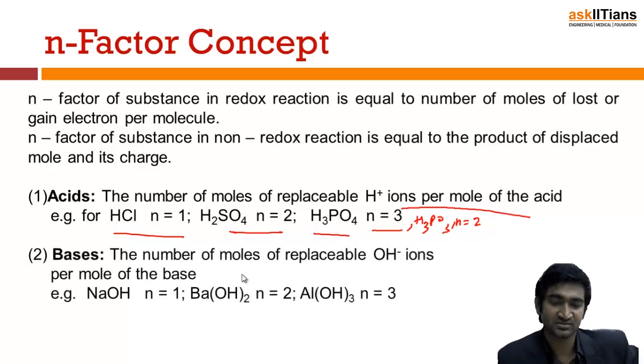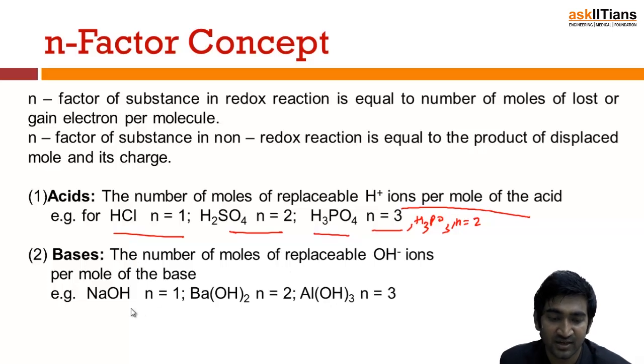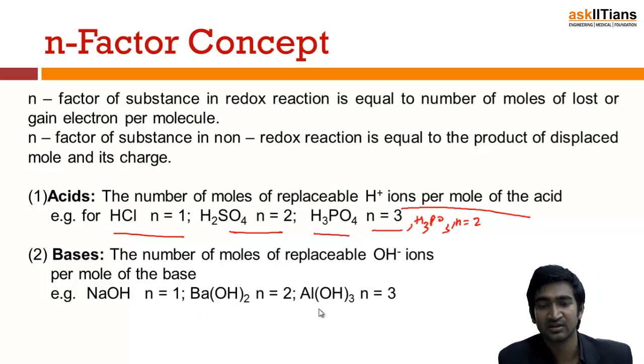Now for bases, the number of moles of replaceable OH ions per mole. In acids I was talking about H plus ions; in bases, I will be talking about the hydroxyl ions, OH negative ions. For NaOH, n is equal to 1. For barium hydroxide, I have 2 OH ions, so n will be equal to 2. And similarly, in aluminum hydroxide, n is equal to 3.